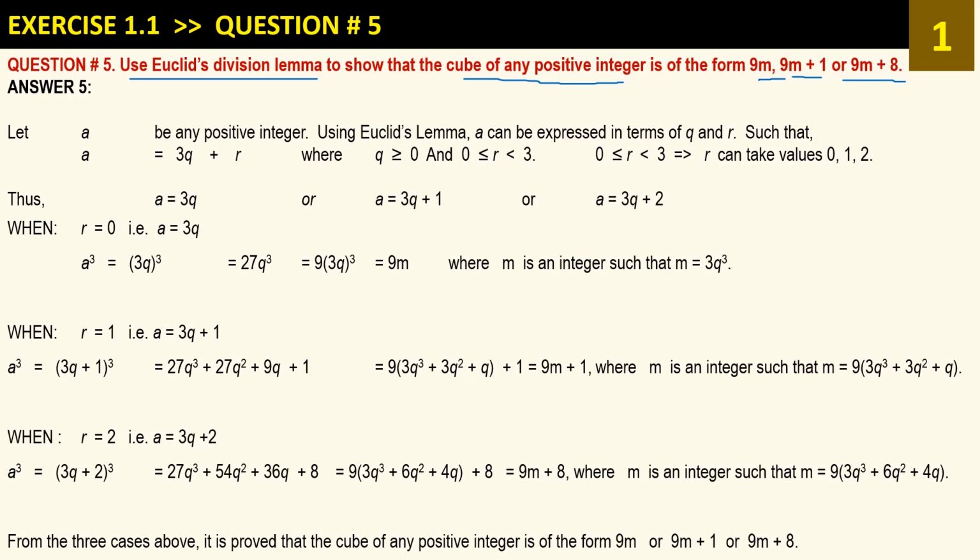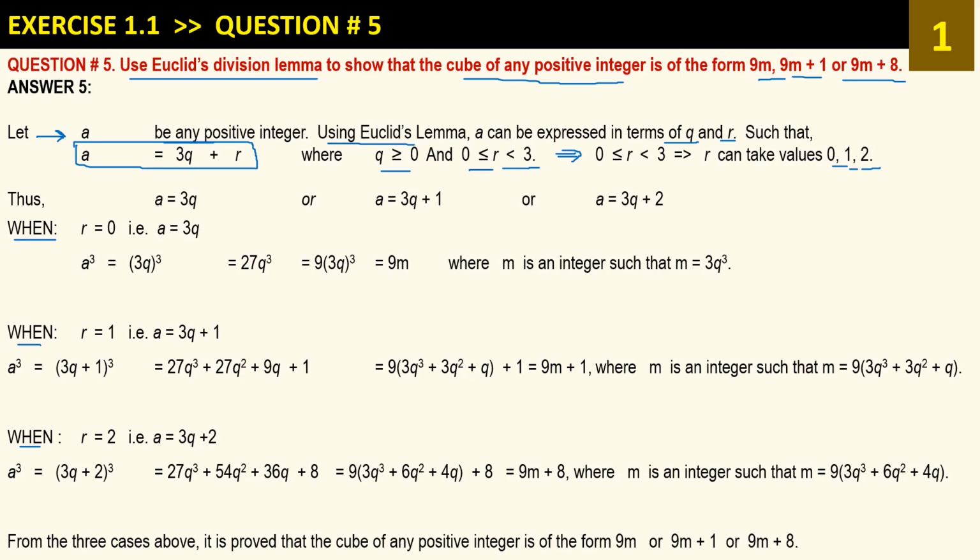So we shall show this by first assuming let a be any positive integer, and then using Euclid's lemma, a can be expressed in terms of q and r such that a is equal to 3q plus r, where q is greater than or equal to 0 and r is greater than or equal to 0 and r is less than 3. So this implies that r can take values 0, 1 or 2. So we have three scenarios where r is taking different values.